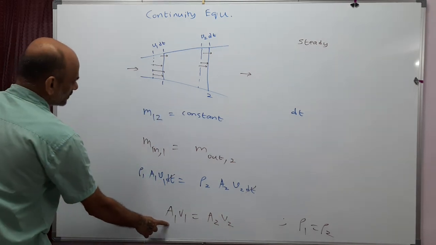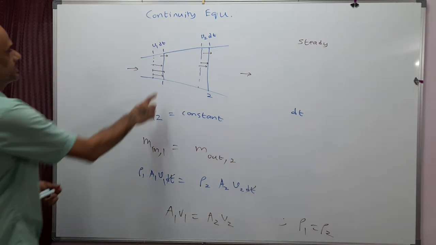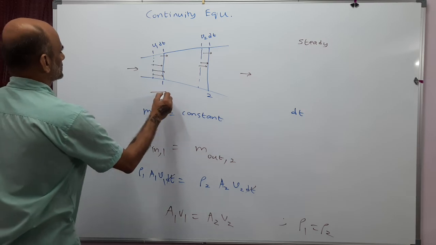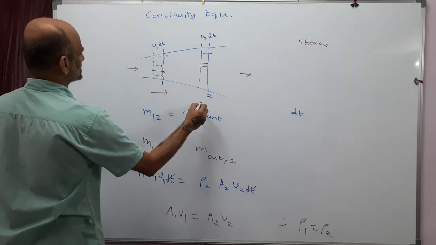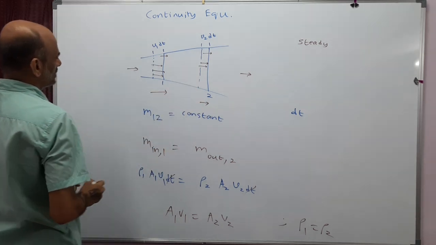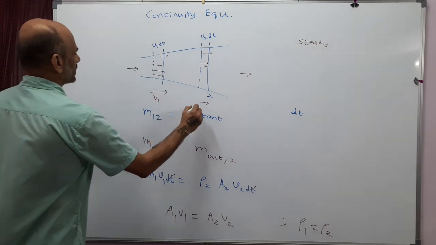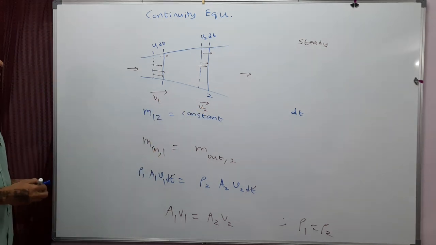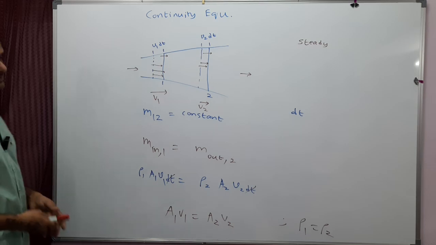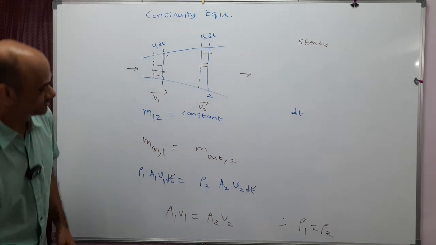So when the area is small, velocity will be high. So here the liquid will move with higher velocity. Since here the area is increased, the liquid will move with lesser velocity. So this is v1 and this is v2. So this is the continuity equation, which is conservation of mass.